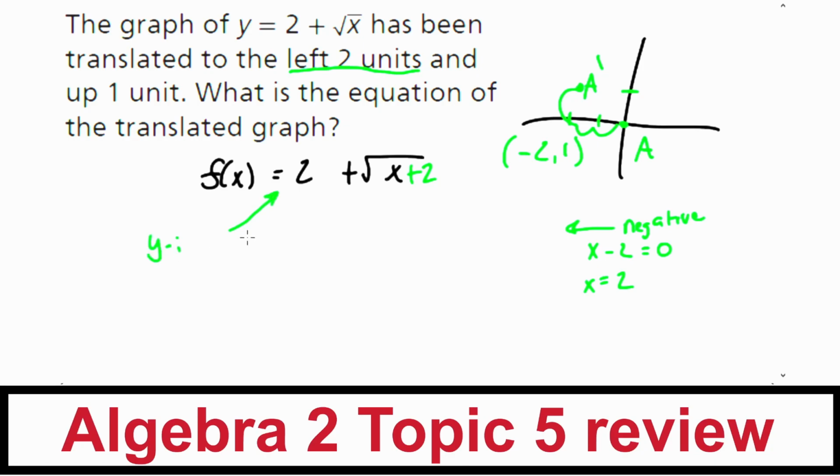And I know in Algebra 1, the y-intercept was always at the end. But here, that's fine. It's still shifting it up 2 units, and we need to shift it up 1 more. So this is going to give me a final answer of 3 plus the square root of x plus 2. And if we look at our options, that is option A.